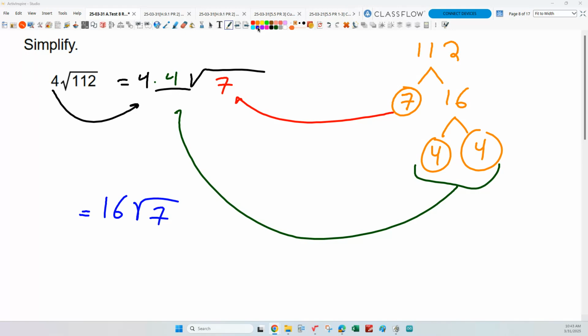What if we were doing a cube root? What would go out? Triples. And everything smaller would stay in, right? Okay, good.